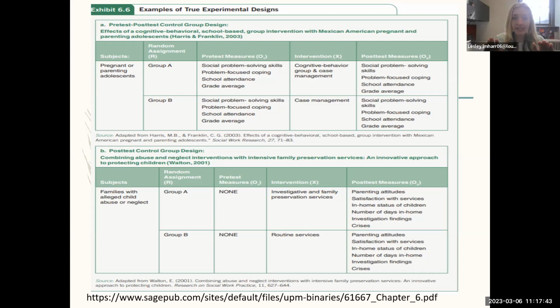So for those cases, we jump forward to the random assignment. And there are no pre-test measures. We are just exposing two client groups, Group A and Group B: one to the intervention, which in this case is investigative and family preservation services, and the second group, Group B, is just exposed to treatment as usual, or routine services. And then we're going to engage in post-test measures around parenting attitudes, satisfaction, in-home status of children, number of days in home, investigation findings, and number of crises. Then we're going to compare those two groups.